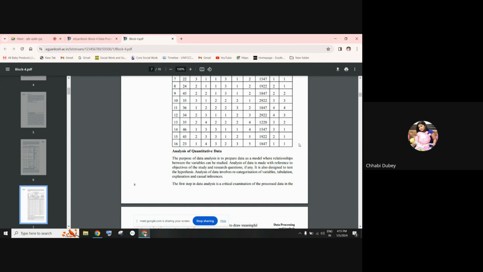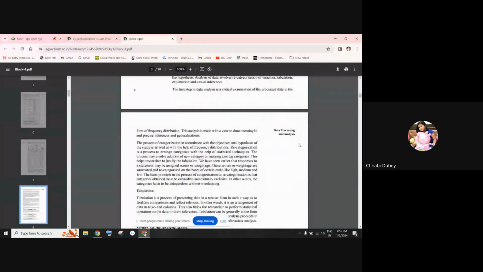So we will analyze the data in such a manner that the analysis is able to come out with the research questions as well as the objective of the study. It takes into consideration these two things. And here, the first step of data analysis is a critical examination of the processed data in the form of frequency distribution.